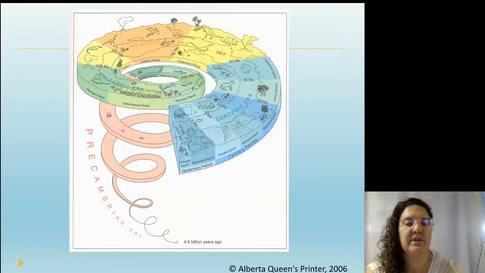So here is a different vision of a timeline of the history of the Earth. And so we can see in blue here the Cenozoic era, with the Quaternary period at the very top, where we currently are, followed by the Tertiary period, the Mesozoic era in the yellows and oranges, and the Paleozoic era in green, followed by the predominant amount of time of the Earth's history, which is the Precambrian era, where life originally formed.